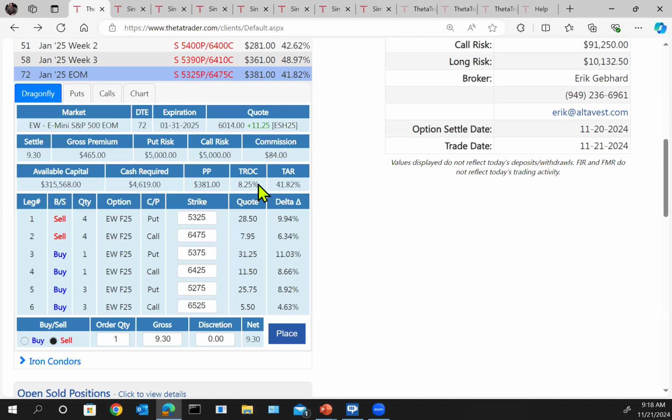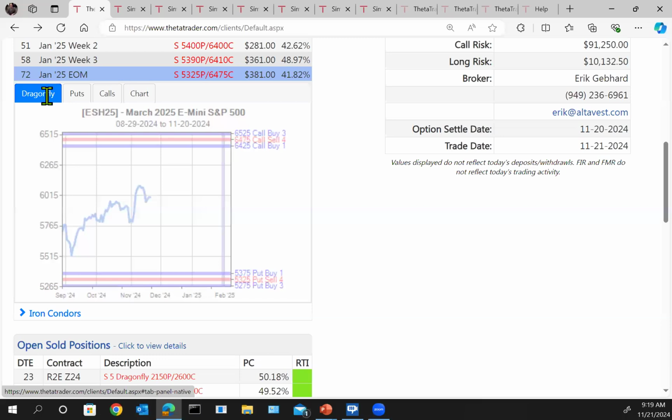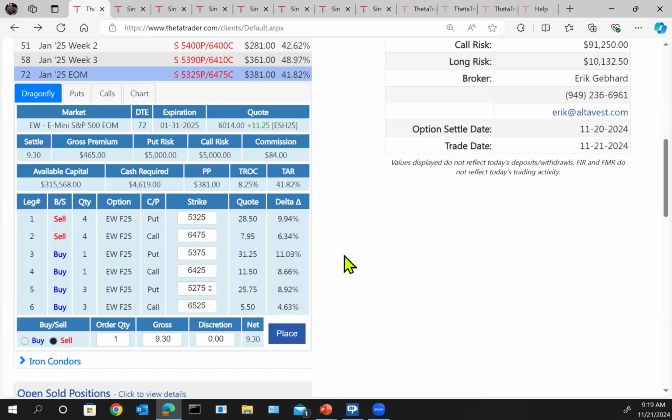And these numbers are always typically going to be lower for a dragonfly compared to a condor. And that's because when you buy this call and you buy this put, it costs you money. So it's like buying additional insurance, and it creates a more risk averse trade, but it costs you money. And so it will reduce your, let's just say, your profit potential compared to a condor. But there are some major benefits though, and I'll show you that in just a second.